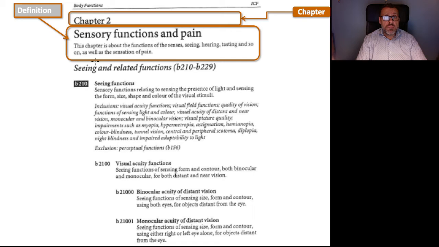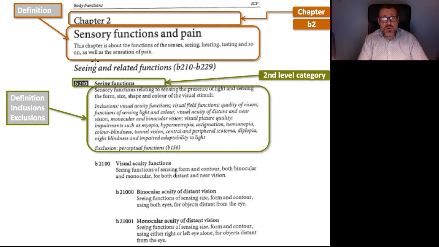So basically, up there we got the chapter which deals with sensory functions. We are within the body functions, so this is the chapter B2. Then we got, so that is the first level category. Then we got the second level category, which is down there, B210, which would be seeing functions.